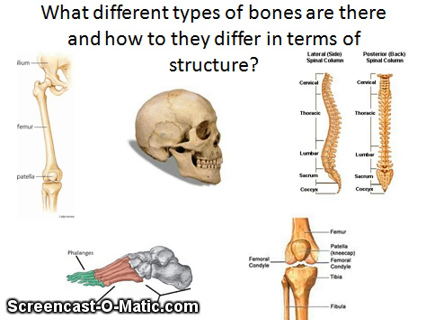What different types of bones are there, and how do they differ in terms of structure? The different types of bone are long, flat, short, irregular, and sesamoid. Long bones are long and cylindrical in shape and can be found in the limbs. They are associated with movement. An example of this is the femur.